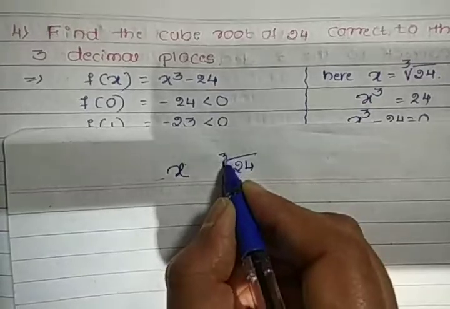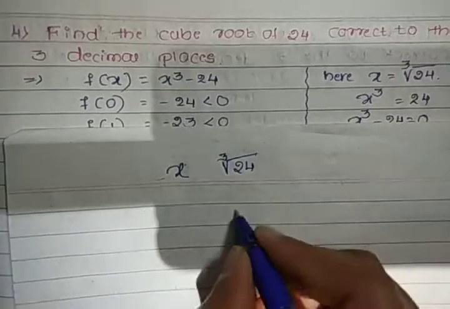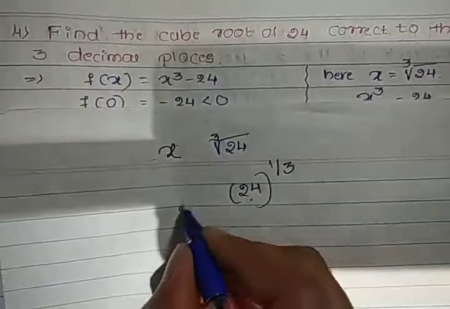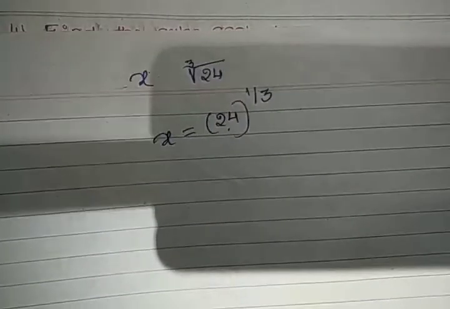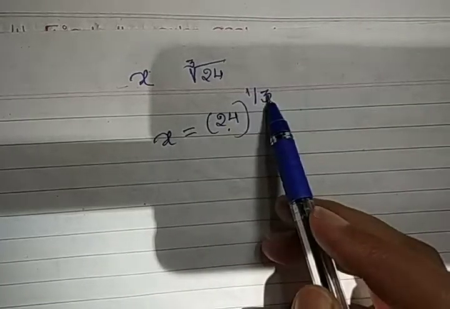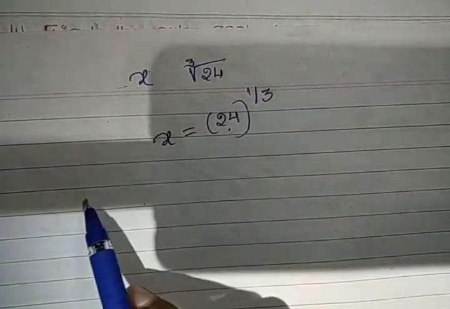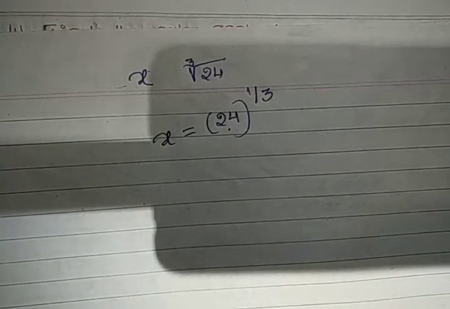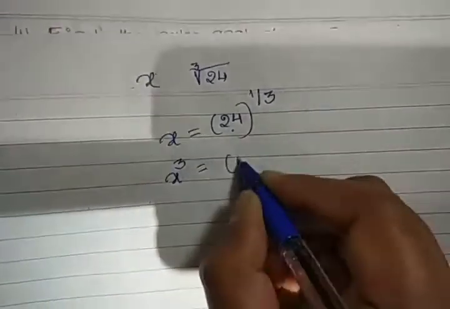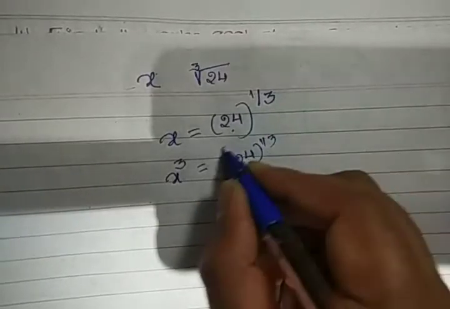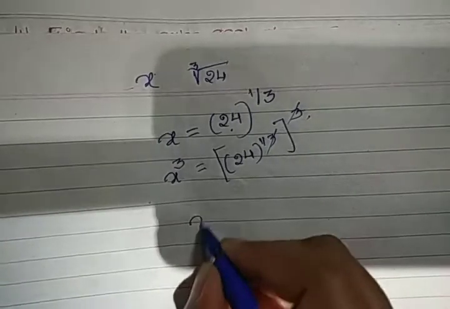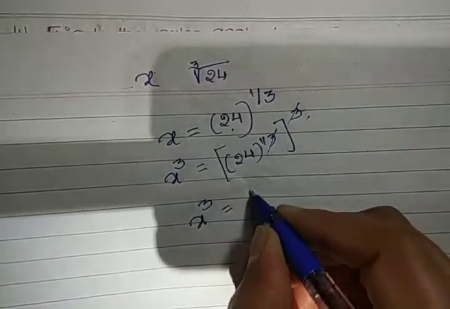Now how do we write cube root of 24? We can write cube root of 24 as 24 raised to 1 divided by 3. So here x is equal to 24 raised to 1 divided by 3. Now to cancel this 1 divided by 3, we can take cube on both sides of the equation. So x cube is equal to 24 raised to 1 by 3 raised to 3. Now this 3 will get cancelled, and x cube is equal to 24.